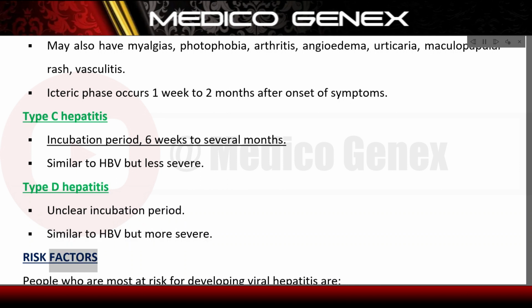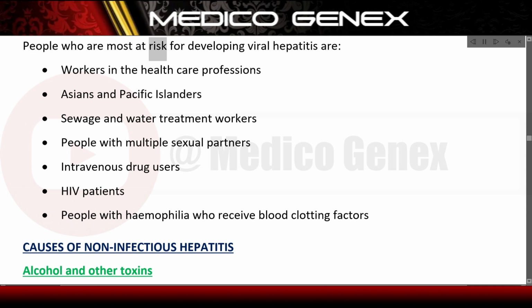Risk factors. People who are most at risk for developing viral hepatitis are workers in the healthcare professions, Asians and Pacific Islanders, sewage and water treatment workers, people with multiple sexual partners, intravenous drug users, HIV patients, people with hemophilia who receive blood clotting factors.